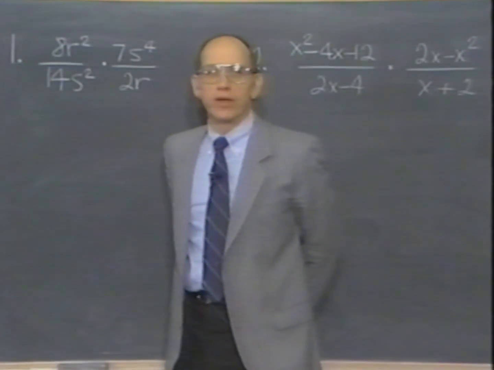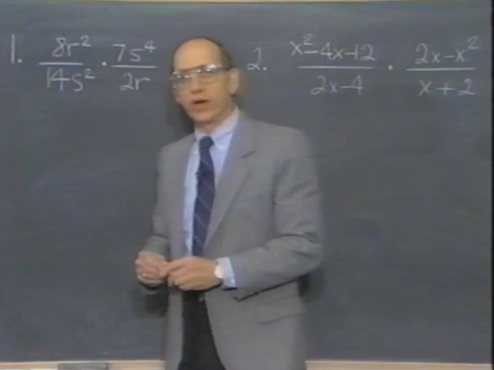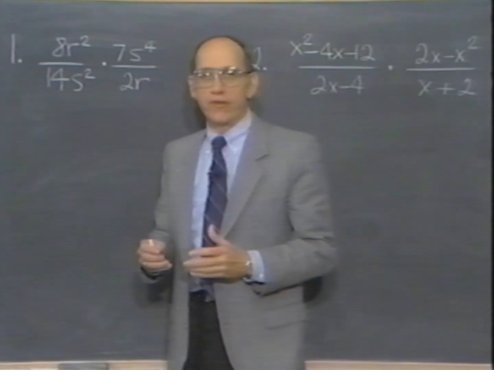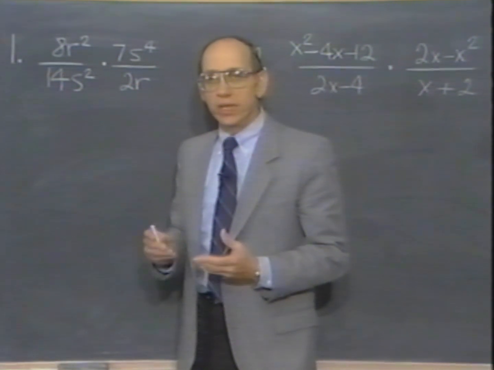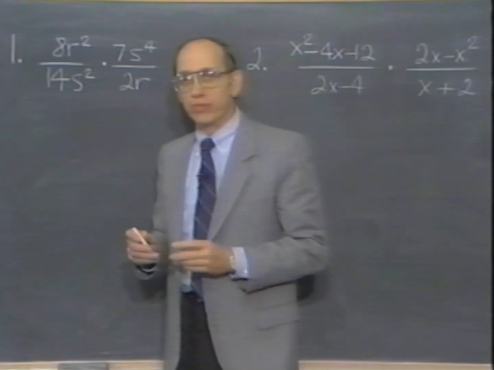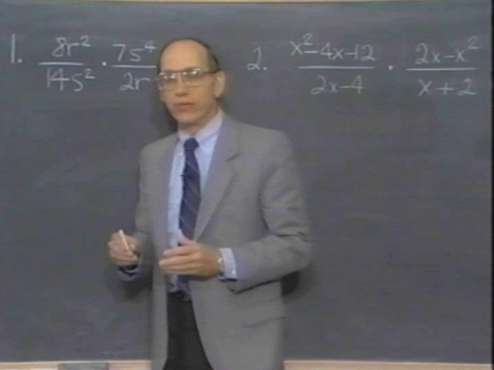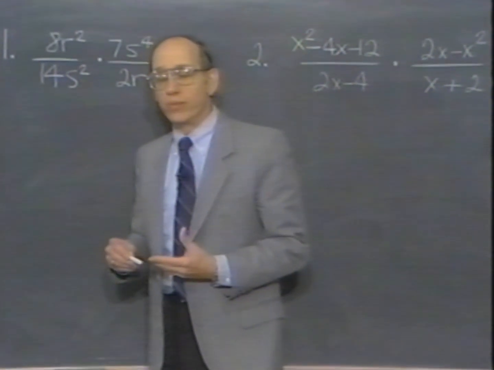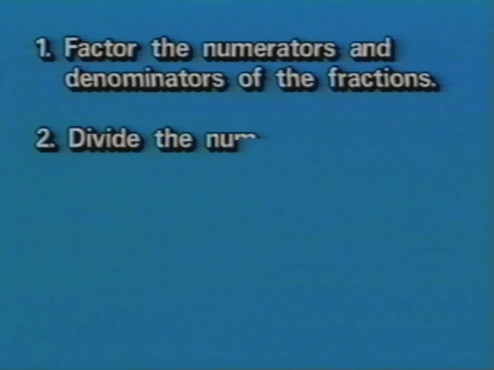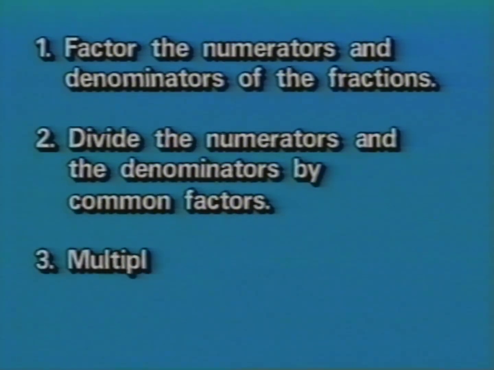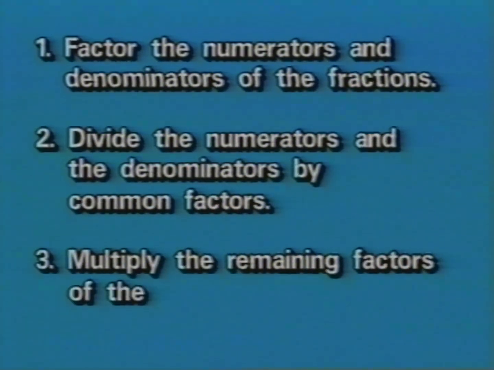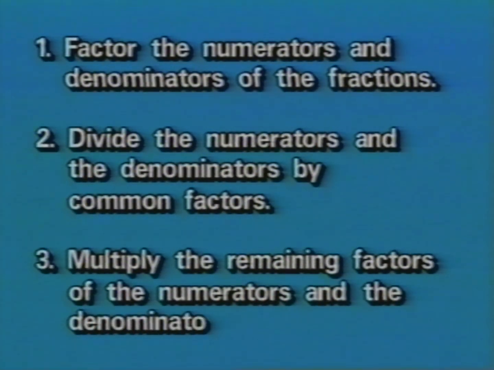Now we're going to multiply some fractions. Now again, you know from working with ordinary numbers that when you multiply fractions, you multiply the numerators and you multiply the denominators, which really means that the biggest job in multiplying algebraic fractions is going to be the reduction to simplest terms when we're through. Here's what we do. Factor the numerators and denominators of the fractions. Divide the numerators and the denominators by common factors. Multiply the remaining factors of the numerators and the denominators.